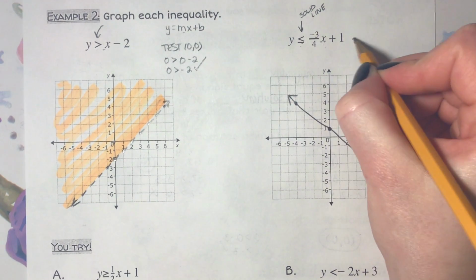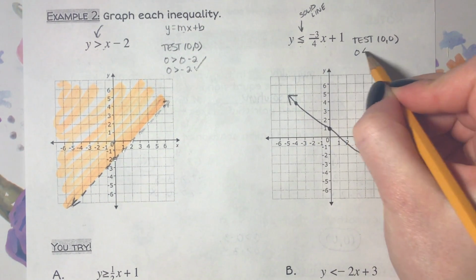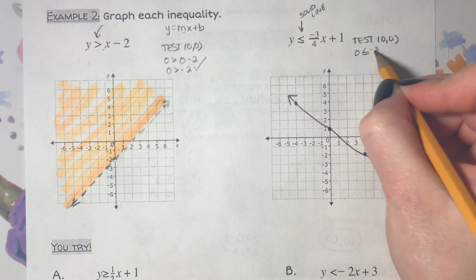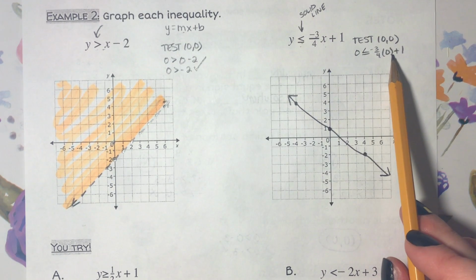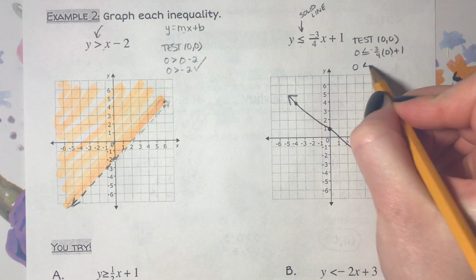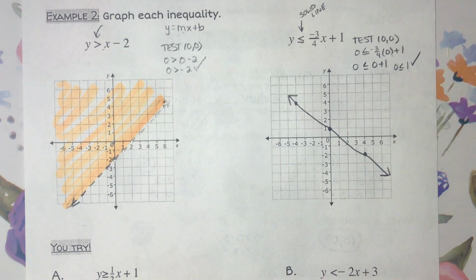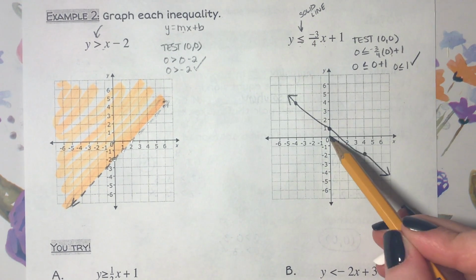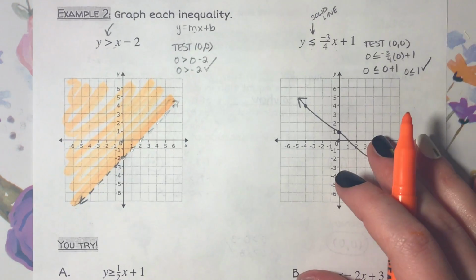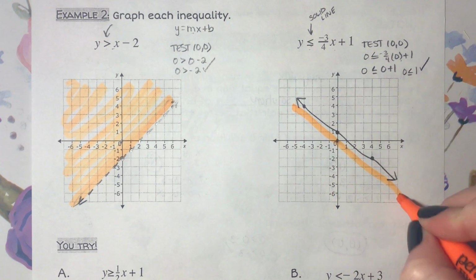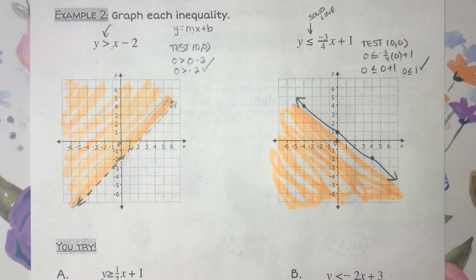And finally, I need to test 0, 0. So if I put 0 in for y, is 0 less than or equal to negative 3/4 times 0 plus 1? Well, what is negative 3/4 times 0? Anything times 0 is 0. So now I have 0 is less than or equal to 0 plus 1. 0 is less than or equal to 1. Yes, that is true. 0 is less than 1. So that means anything on the same side of the line as the origin is a solution. So now the answers are all below the line.